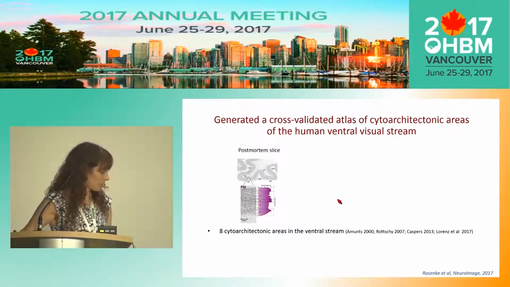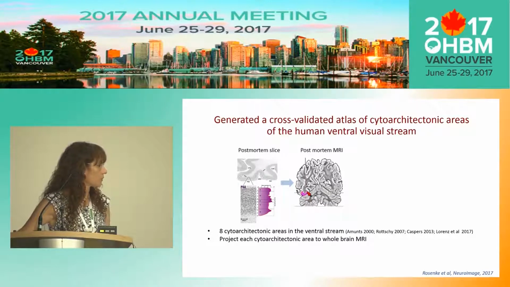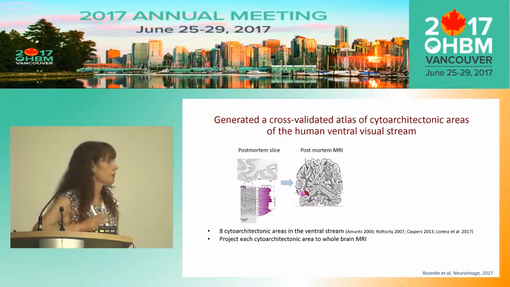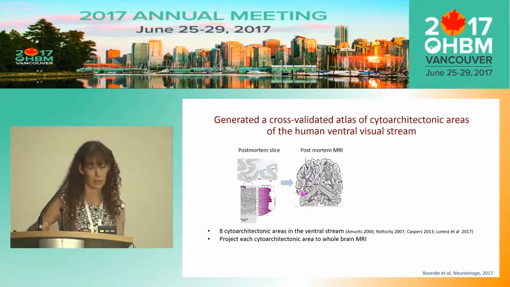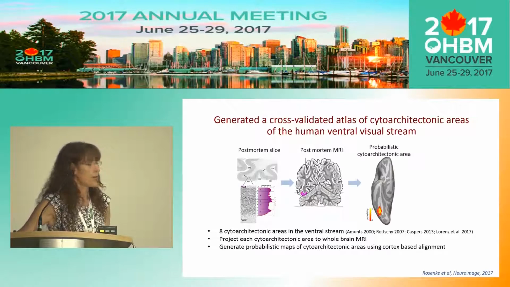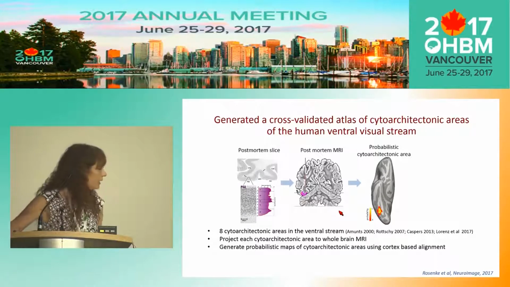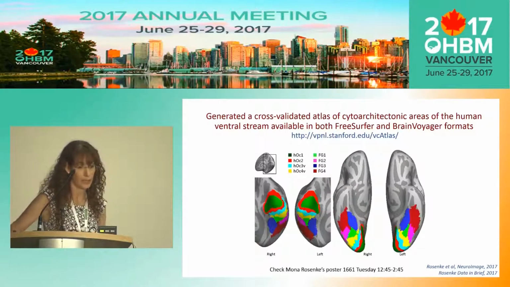So what we do in this pipeline is we take the cytoarchitectonic regions that have been defined at Jülich. They also have anatomical MRIs of the same postmortem brains before they have been sliced, and they have transformed them to the MRIs of each individual. What we then do is we take these MRIs and generate a cortex-based visualization of each of the 10 postmortem brains, and then we can generate a probabilistic map of a cytoarchitectonic region on an atlas like the FreeSurfer atlas. And in fact, we've created such a cross-validated atlas of the 8 cytoarchitectonic regions of the ventral stream.